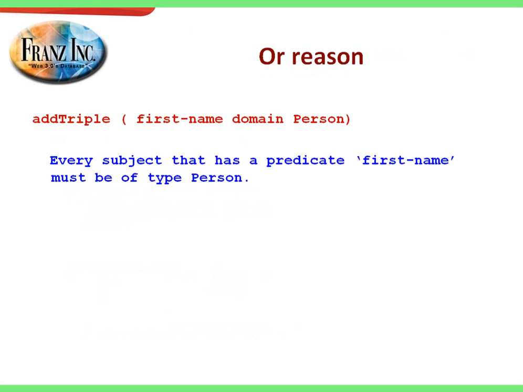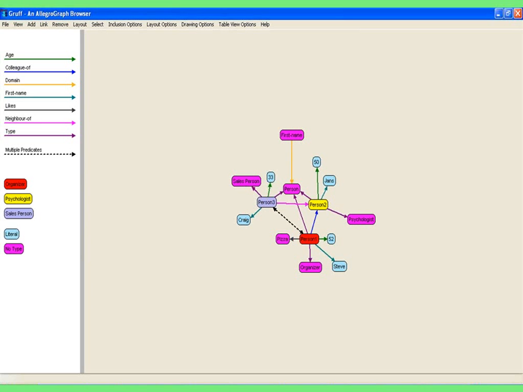And then with the triple store, you can do reasoning too. So I could add a triple that said first name domain person. In English, that means every subject that has a predicate first name must be of type person. If I add that triple, then suddenly we see that person 1 and person 2 and person 3, who all have a first name, are now suddenly a person. So this is probably the shortest way ever to explain what reasoning is in a triple store.